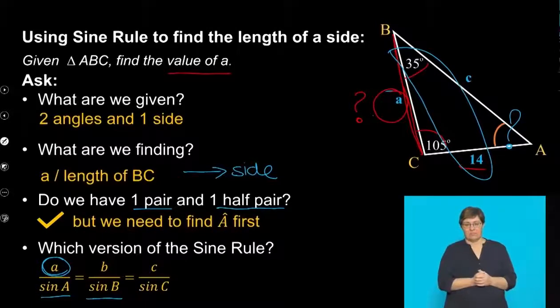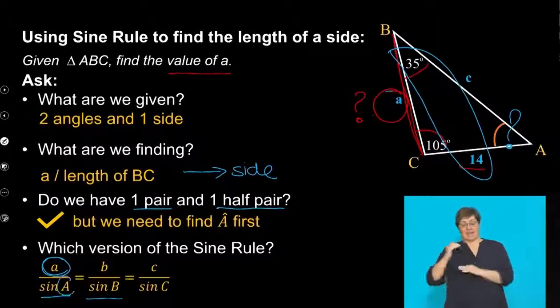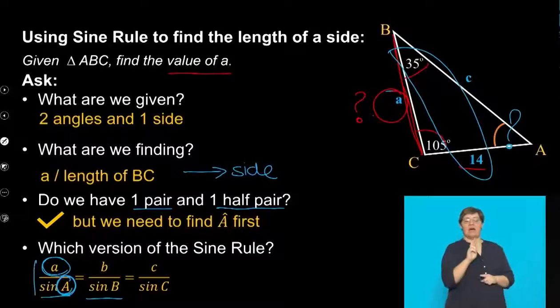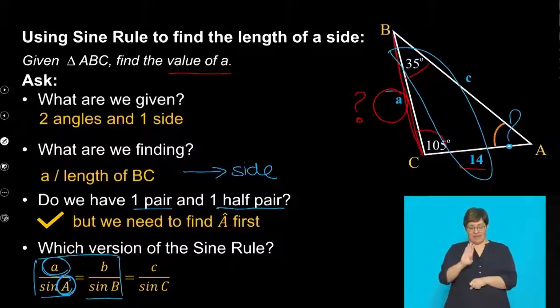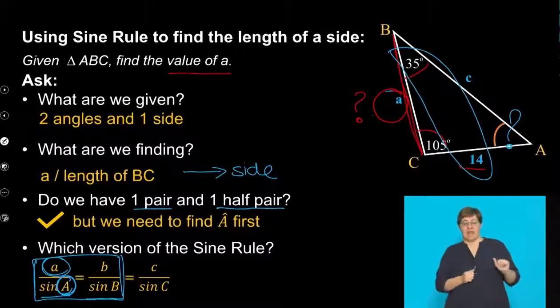Let's just make sure we understand this. Because we're given the half pair, we've got to first find this angle A here. When we do, we can use this half pair and this full pair, and use this equation, the sine rule, to find little a.